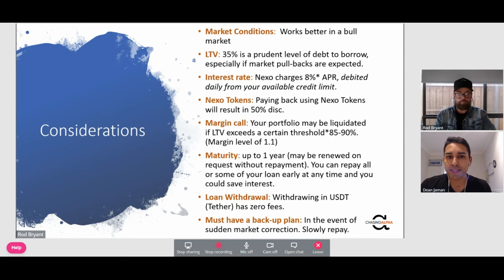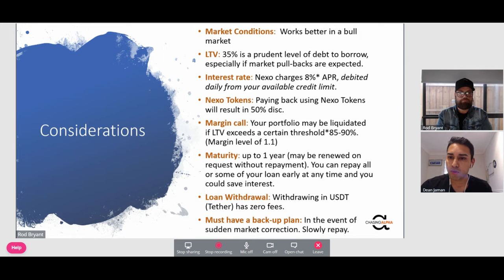The next one is the LTV, which is the loan to value ratio, and we've got it at 35%, which is a prudent threshold. We don't want to take any more. The loan to value ratio is basically how much you're borrowing versus the total portfolio valuation. So if you were to collateralize one Bitcoin at 10K and you borrow $3,000 or $3,500, your LTV is 35%, because you're borrowing 35% of the total portfolio.